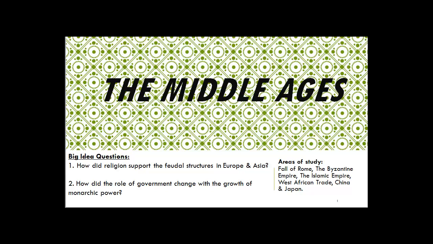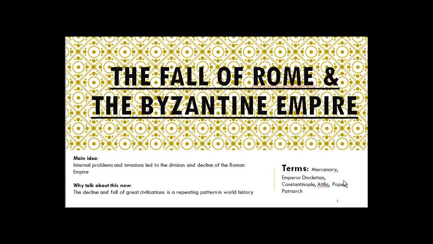Think of these as possible essays on the test. And then the areas of study noted towards the bottom right side of your screen are kind of the different civilizations we're going to look at and how those big ideas fit into those civilizations. All right, so your first topic is the fall of Rome and the Byzantine Empire.